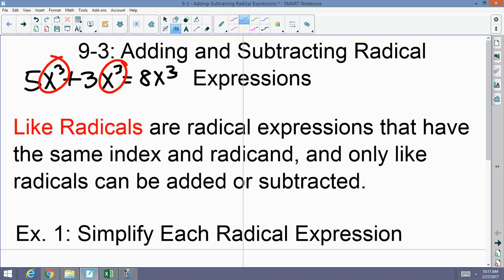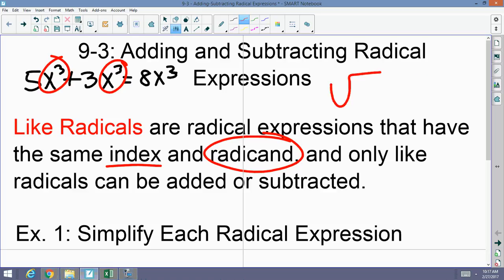Today we're learning about like radicals, and very similar to like terms, like radicals are radical expressions that have the same index and radicand. Now remember, guys, if you don't know your vocabulary, this is already where it's hurting you.